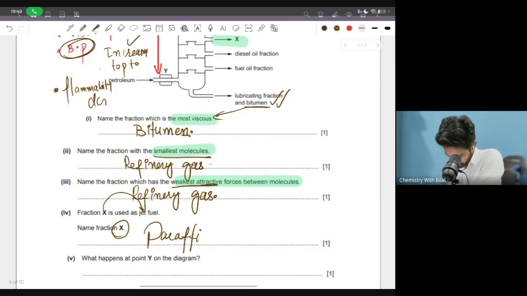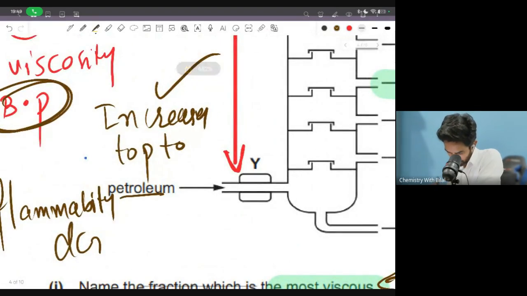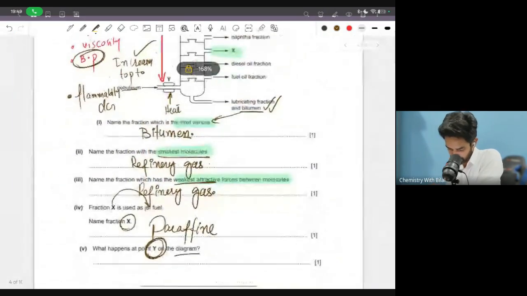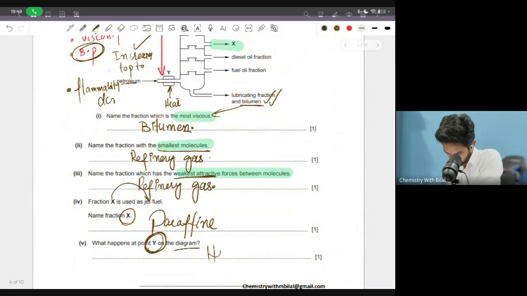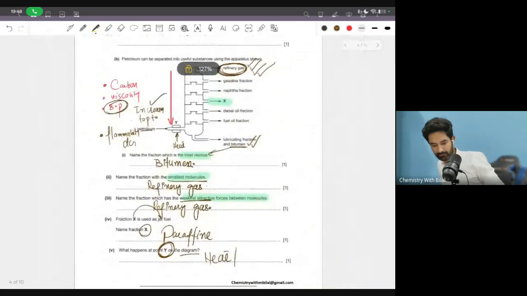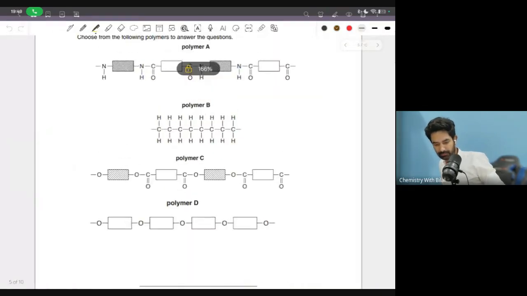ये यूज होती है kerosene या paraffin. What happens at point Y on the diagram? So you add crude oil and you need to heat the crude oil at point Y. So हम क्या करेंगे? लिखेंगे heat या boil. Temperature is provided. Make sense everyone? ये लिखा सबने? Correct. चलें आगे.